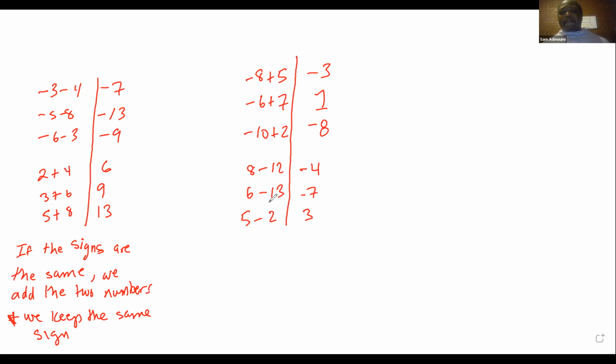Okay. So let's look at what we ended up with as answers. -8 plus 5. We ended up with -3. How do we get -3?